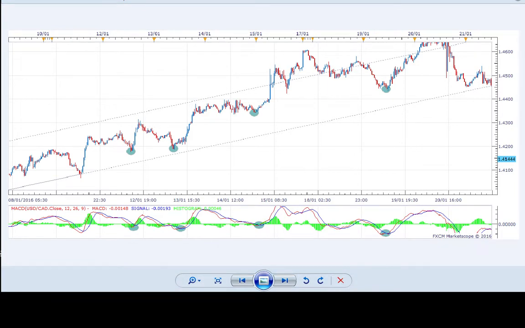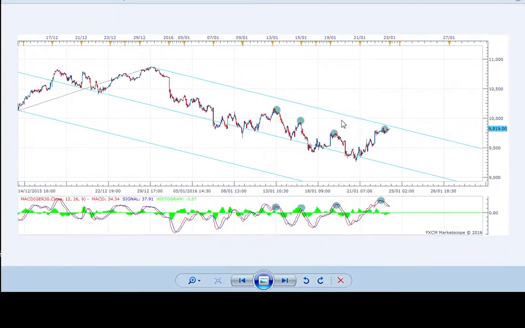Okay. How about the other way? Let's take a look and see if we've got a downtrending market. Let's see if I can do another Blue Peter. There it is. Here's one I prepared earlier again. And this is the German DAX once more.